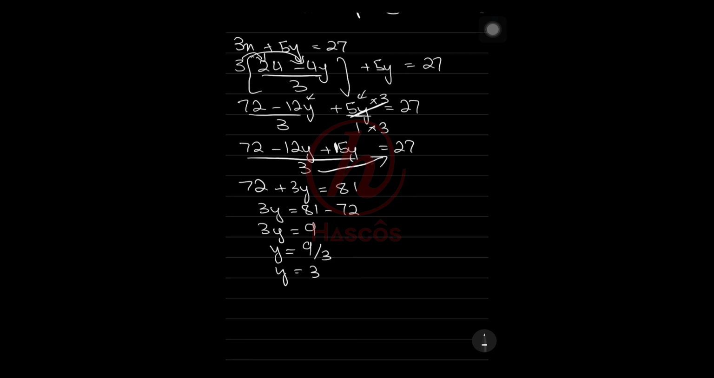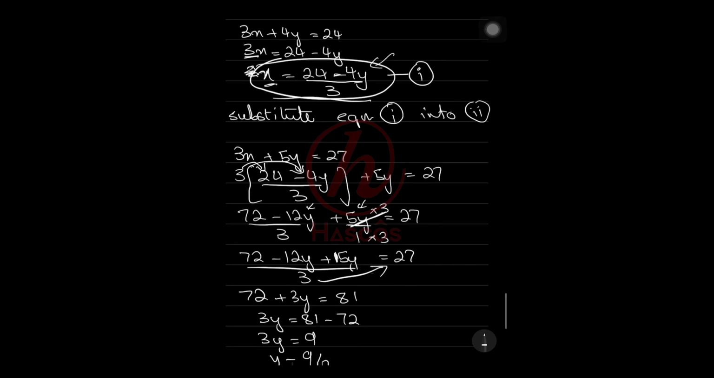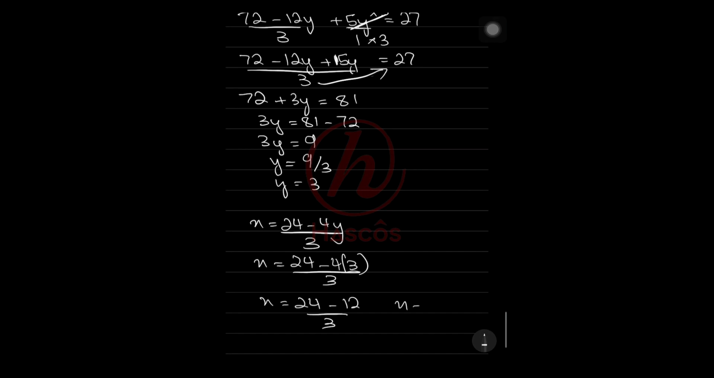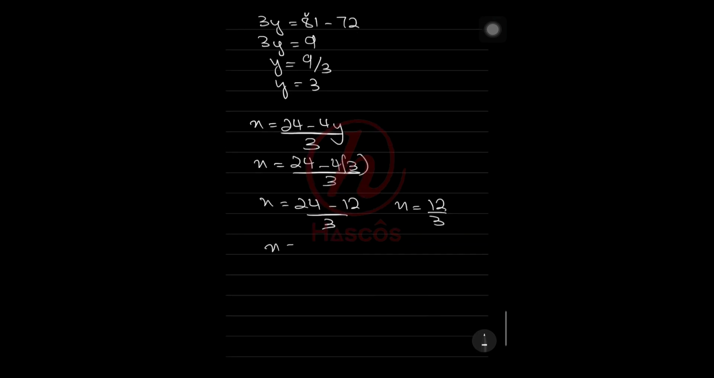We found the value of y. Now we're going to plug it into the substituted new equation we found earlier, which is x is equal to 24 minus 4y upon 3. Instead of y, we're going to plug in 3. 24 minus 4 bracket 3, the whole thing upon 3. X is equal to 24 minus 12 upon 3. X is equal to 12 upon 3. Then we have x is equal to 4. So when the value of y was 3, the value of x was 4.